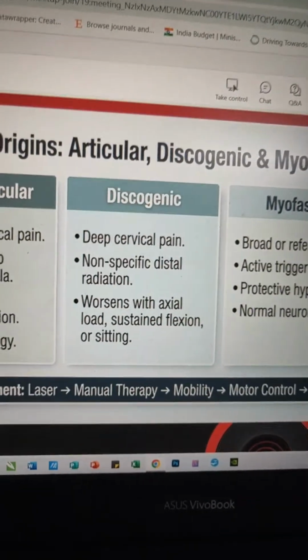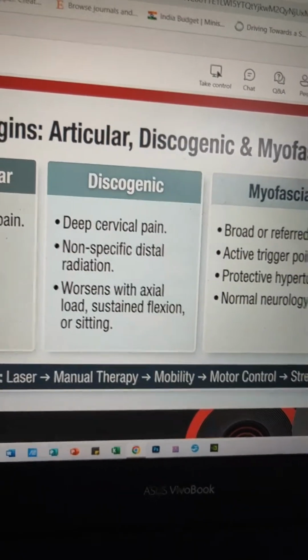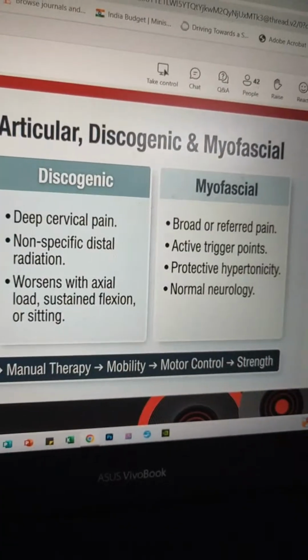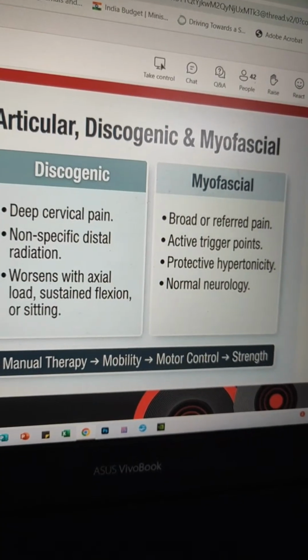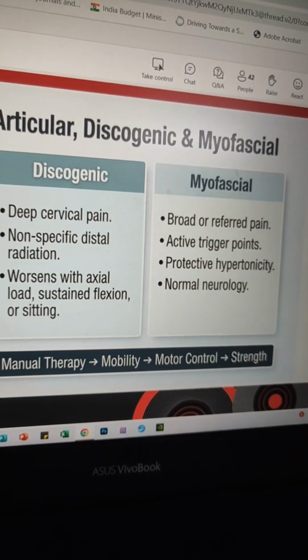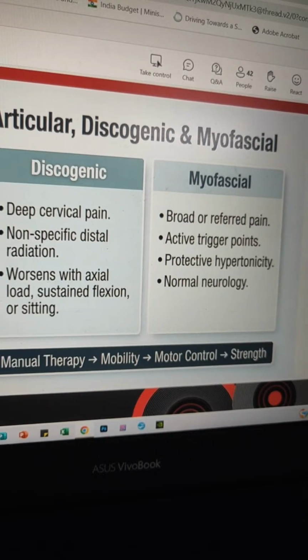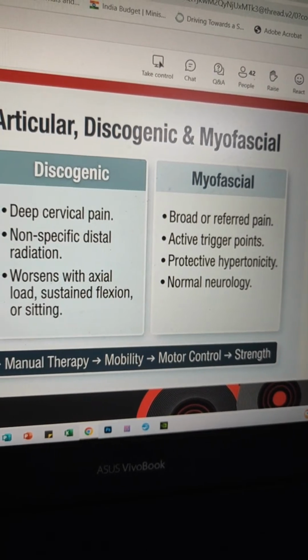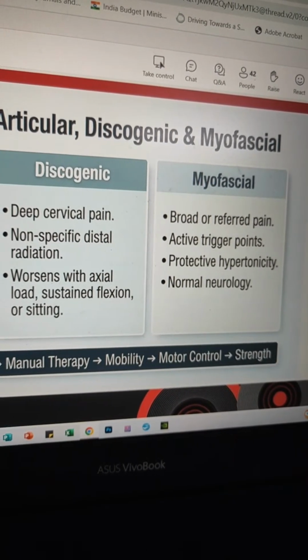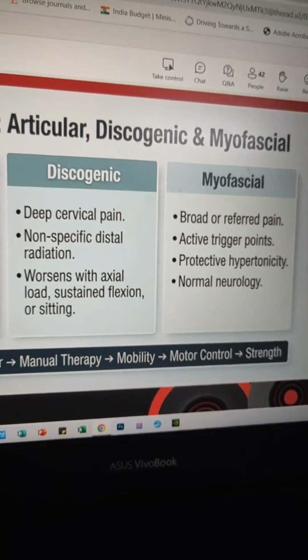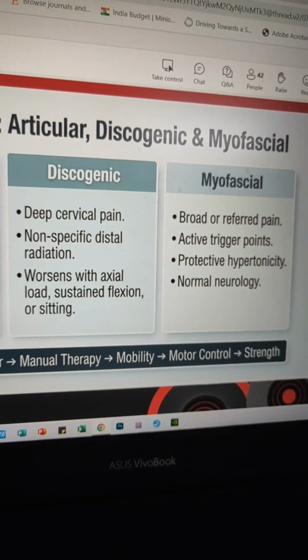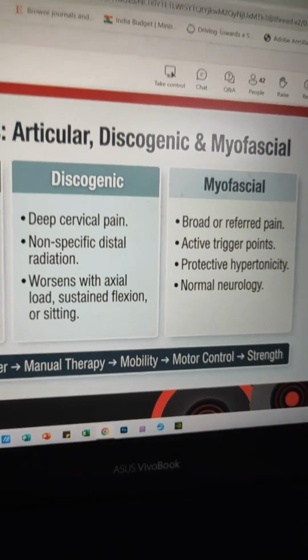In the myofascial pattern, we find a broader referred pain, with those tender points, those trigger points that reproduce the symptoms, and a protective increase in muscle tone. Here too, the neurological examination is usually or should be normal, so the differentiation does not depend on pinpointing a structure with absolute certainty, but rather relates to the coherent clinical pattern described by the patient.